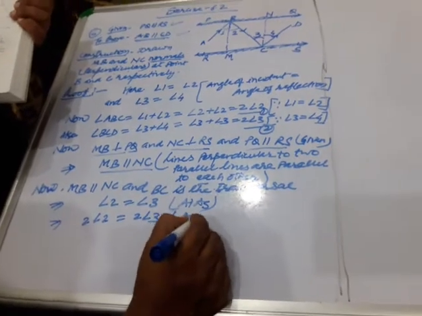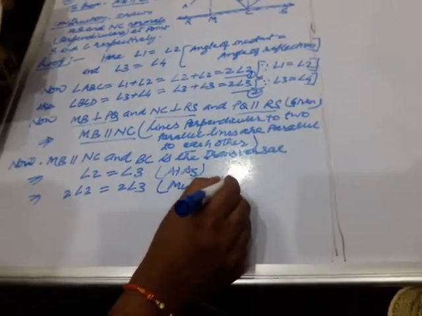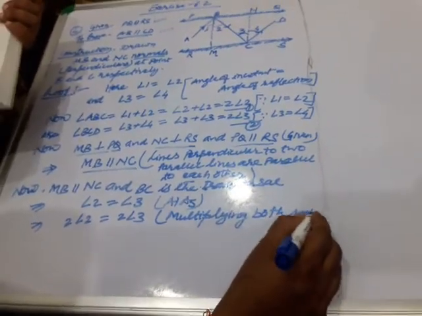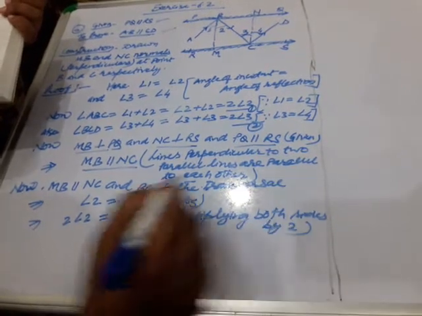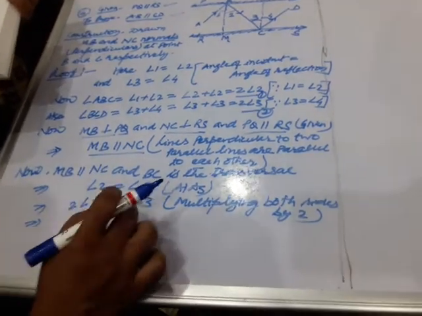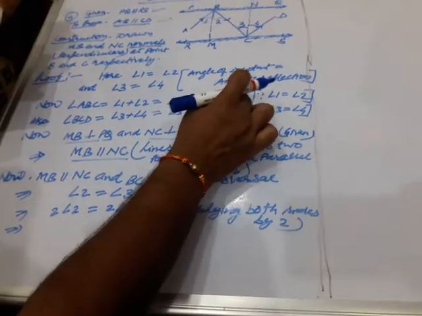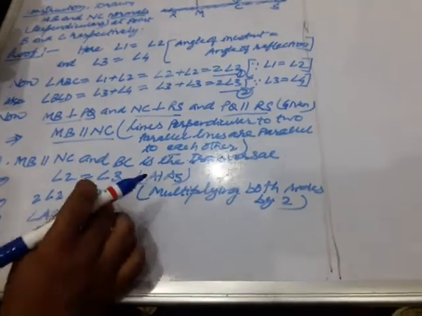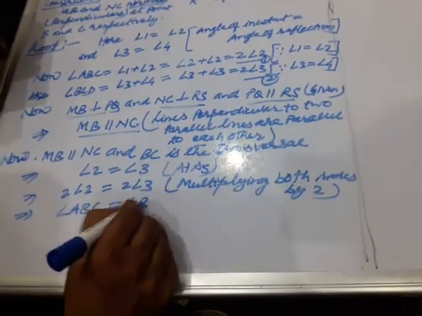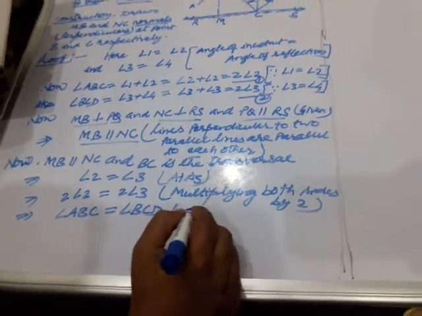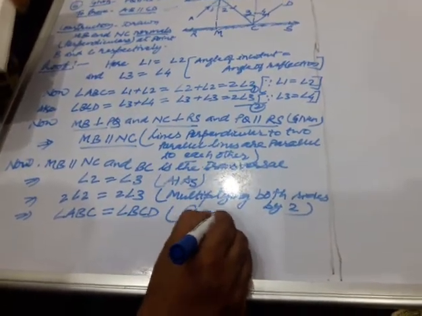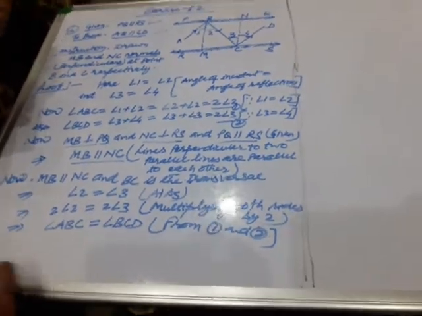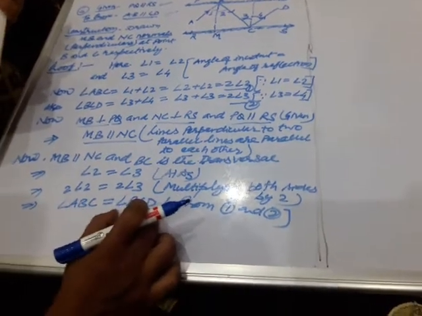Why? Multiplying both sides by 2. This implies that 2 angle 2 equal to 2 angle 3. 2 angle 2 equal to what? Angle ABC. Angle ABC equal to 2 angle 3 equal to angle BCD, from equation 1 and 2, where we have put the values. Okay children, angle ABC is equal to angle BCD.